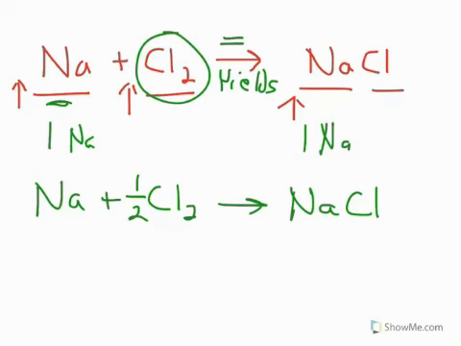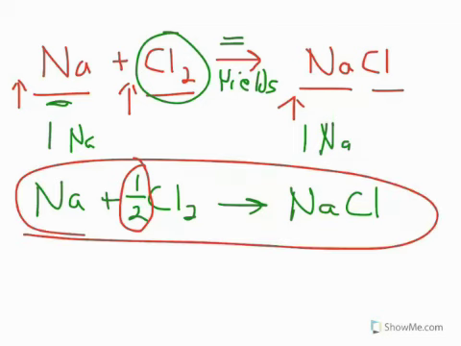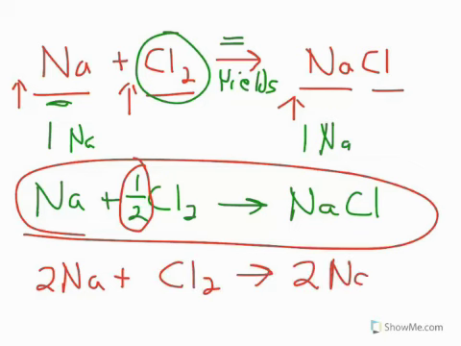Unfortunately, you can't have half a molecule, so we're not going to allow you to do this. You have to put everything in whole numbers. So in order to do that, I'm going to multiply the whole thing by 2. So if I had 2 sodiums and then 2 chlorines, 2 times 1/2 is 1 chlorine, I get 2 sodium chlorides on this side, and we're done. That's how you balance a reaction.